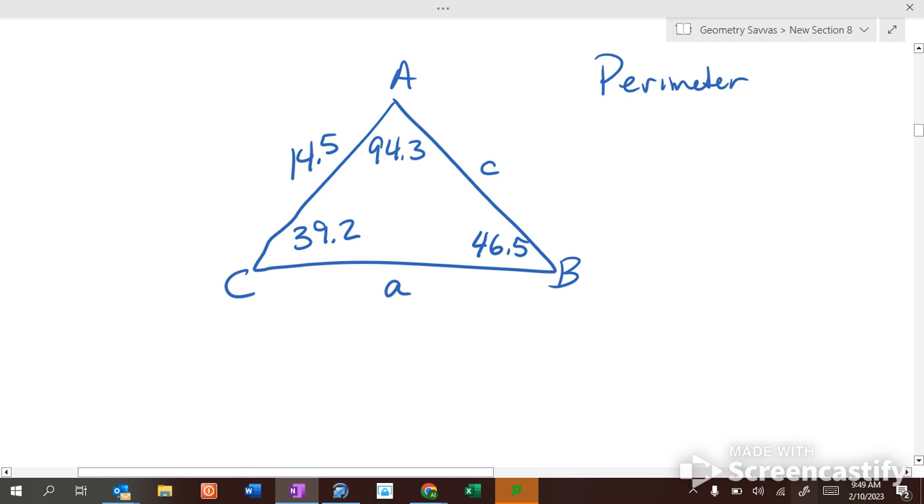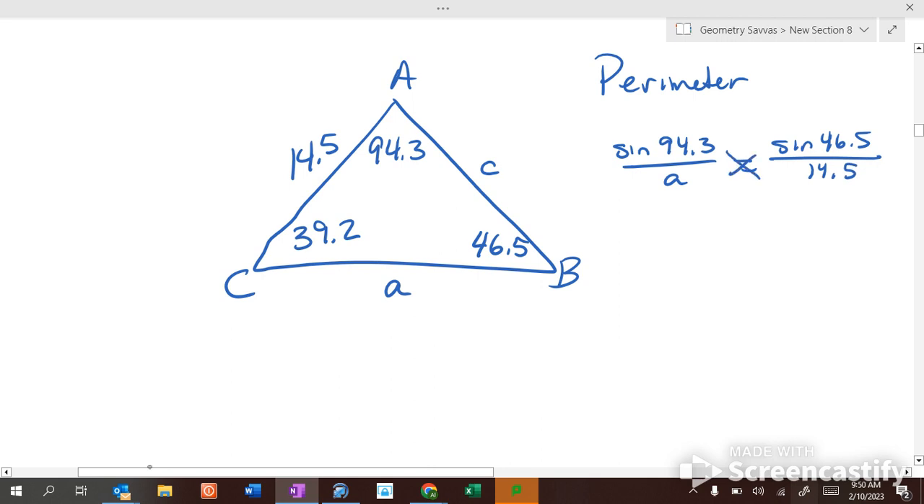How do I find A? Do I have opposites? Yeah, no, not law of cosines. Do I have opposites? Yeah, I have opposites. So if I have opposites, I want to use law of sines. Okay? The sine of 94.3 over A equals, then we have to use the 2 that we know, the sine of 46.5 over 14.5. Okay?